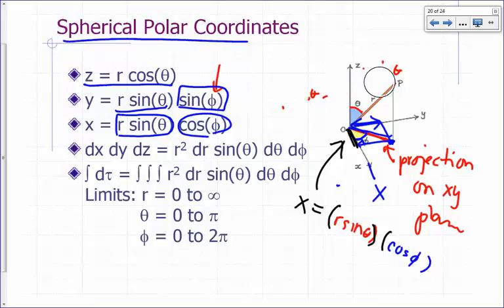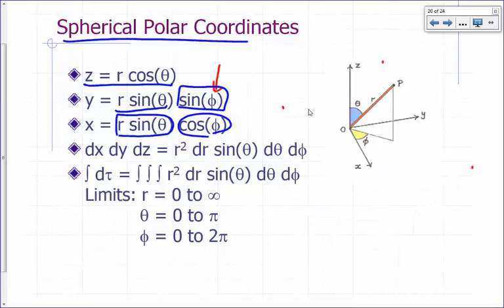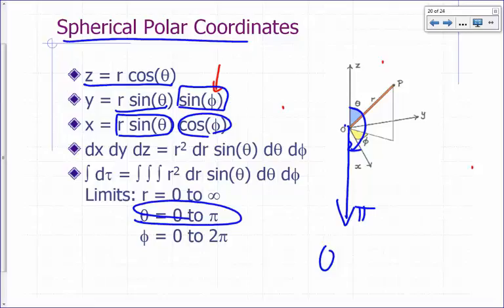Okay, so what are the possible ranges of values for theta and phi and r? Theta can go from 0 to pi. The range of possible values for theta is 0 to pi. Theta equals 0 means what? Pointing to the North Pole, pointing upward. Theta equals pi means pointing in the negative z direction. So that's the negative z-axis.